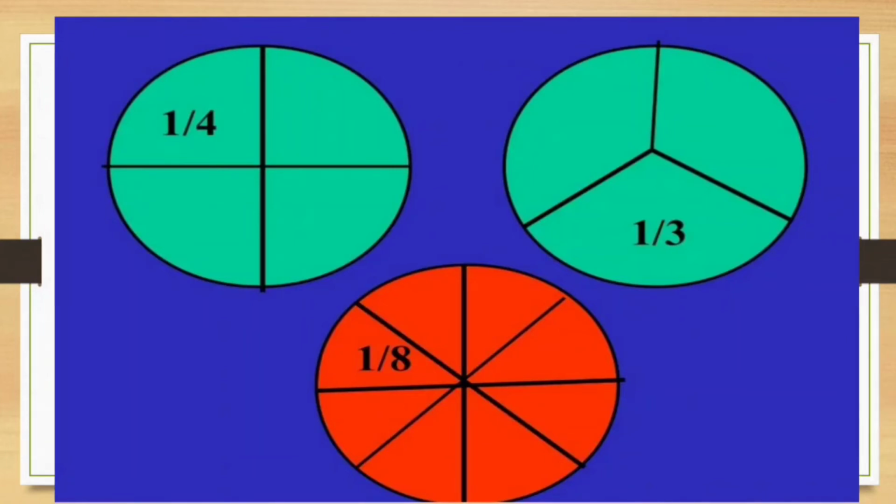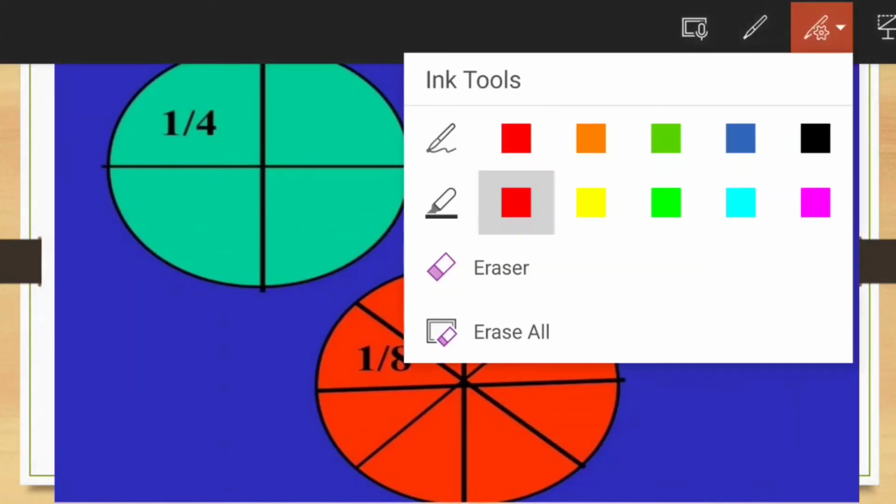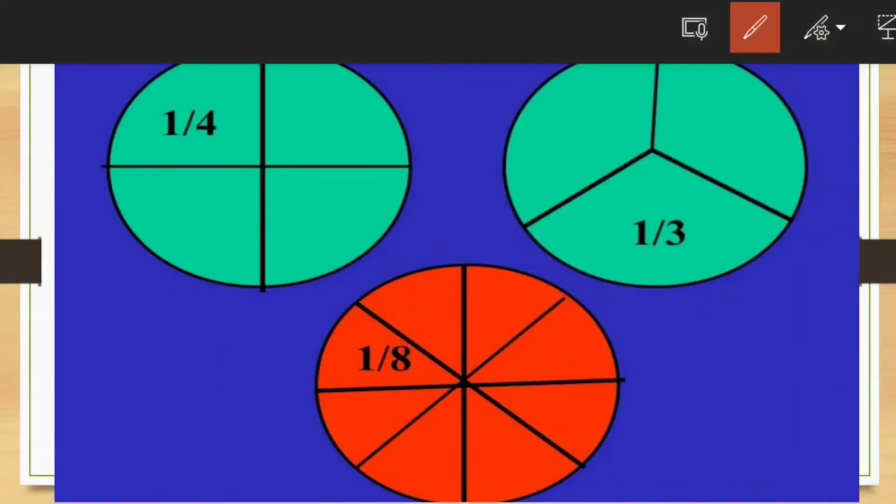Wonderful. Now let's see and tell me what is this. These are circles and they are also divided and forming a fraction. So let's see the total number of parts. 1, 2, 3, 4. Correct. So we write 4 as the denominator, and if one part is taken out, it becomes 1 upon 4.